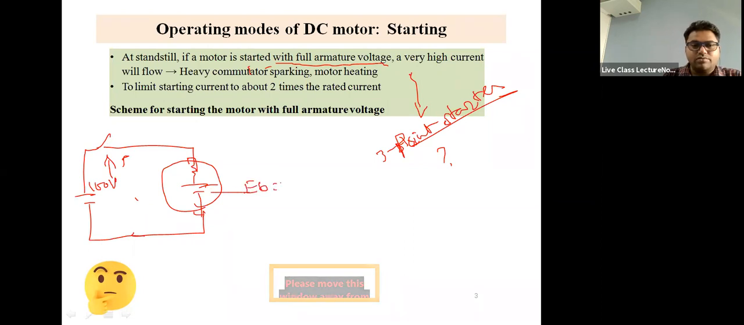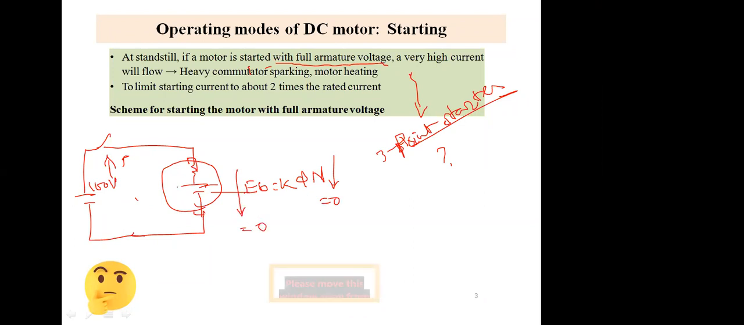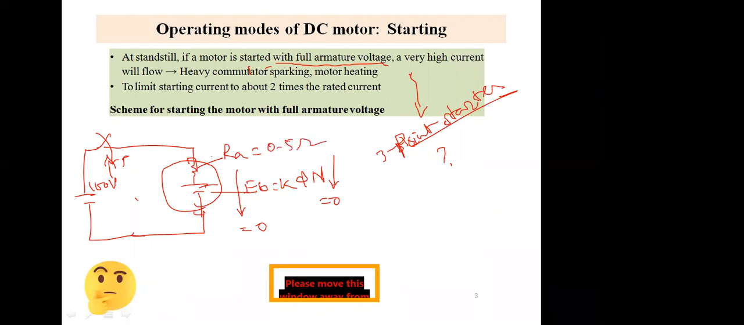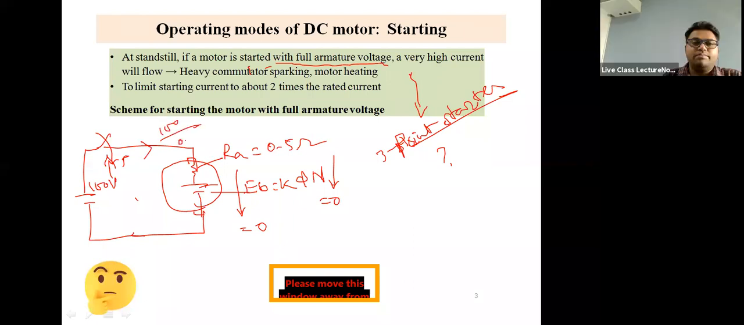So the back EMF, which is a function of k phi n, since the speed is almost zero, the E back is almost zero, right? Now whenever you start this, what happens? The only thing which is to limit the current is this armature resistance. Say this is in the range of 0.5 ohms. So can you imagine what would be the current through it? Very huge. 100 by 0.5, 200 amperes.